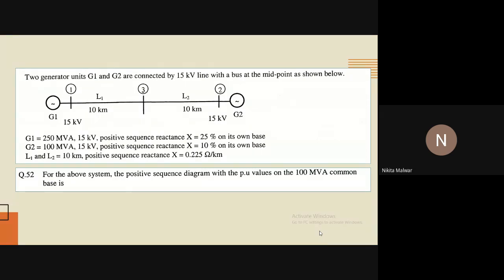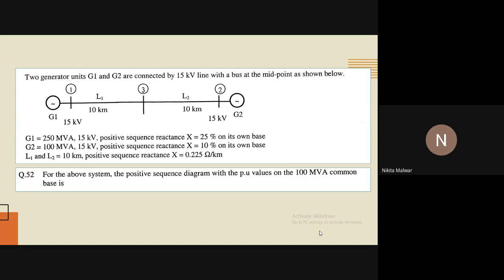In the examination, you will have some given data, and on the basis of that given data, we have to find out the sequence component. So please note down the question. Two generator units G1 and G2 are connected by a 15 kilovolt line with a bus at the midpoint as shown below. We have a single line diagram which is already given in your question.